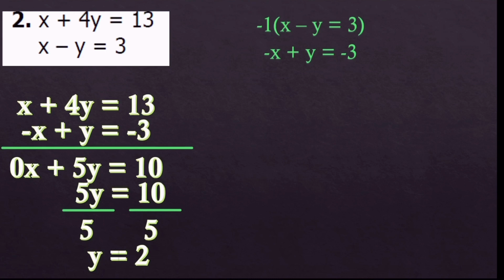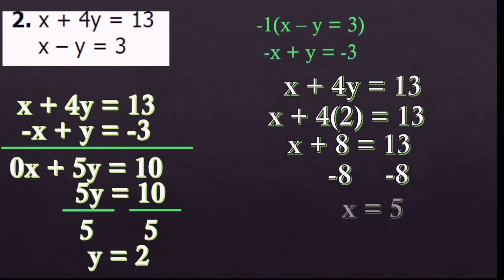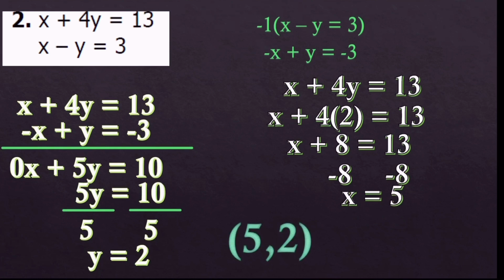But I'm not done. I'm going to plug it back in. I'm going to pick this equation because I want to show you it doesn't matter which one you pick, but we always go back to the original problem. So I'm going to replace y with 2. So I get x plus 8. I subtract 8 from both sides so that x equals 5. So you have your y, you have your x, but that's not the answer. This is the answer. Your answer is an ordered pair.